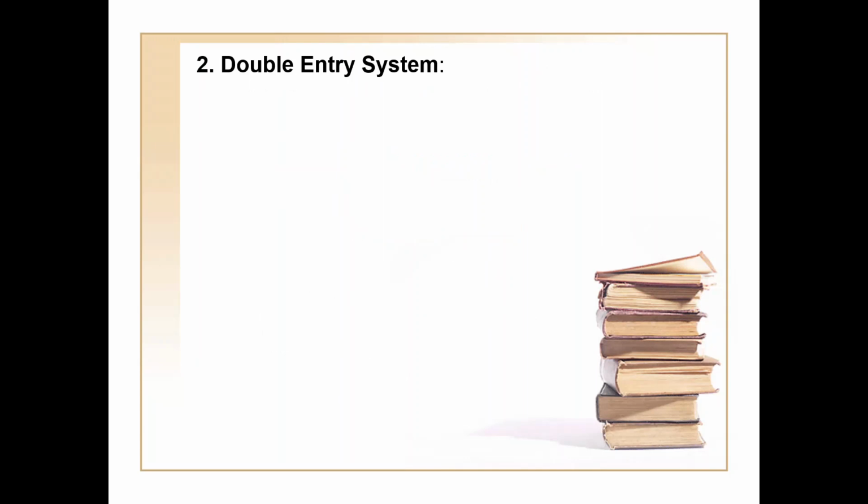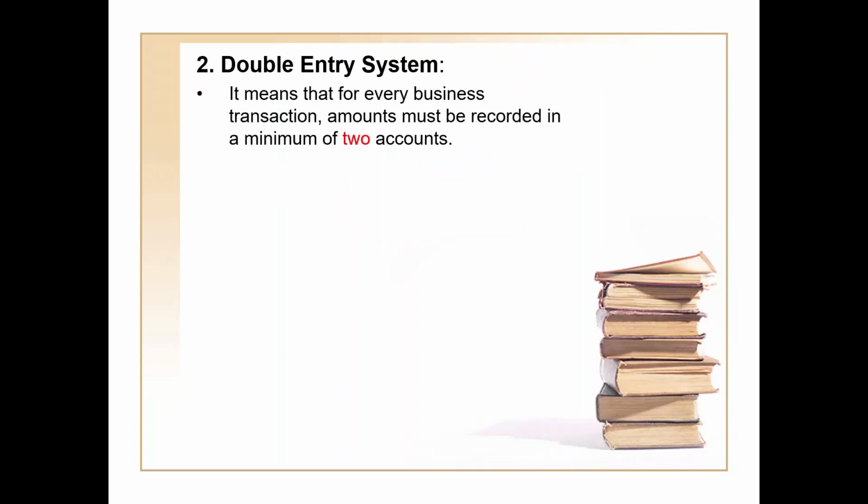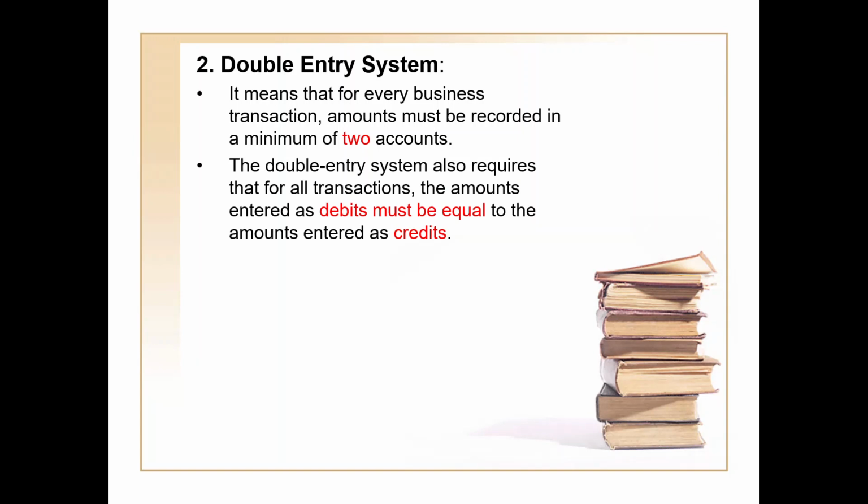The next one is the double entry system. This is accepted worldwide, and it means that for every business transaction there will be two accounts. See, suppose I'm giving you something, you'll be giving me something. That means I'm getting something back. There will be something to give and something to receive. There will be two entries, and those two entries will be written in the books of entries. That is the reason it is called a double entry system.